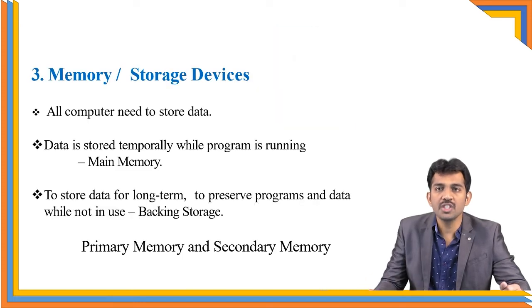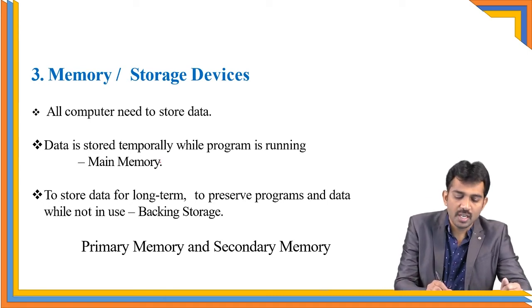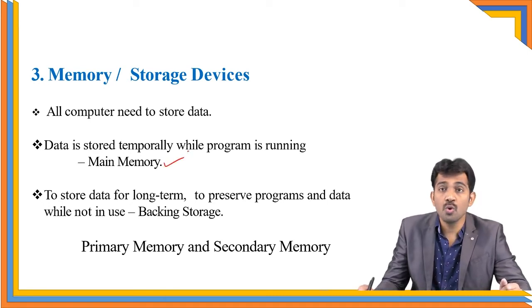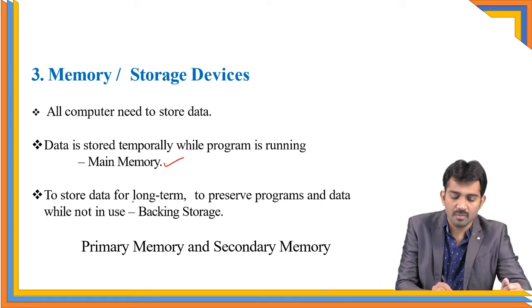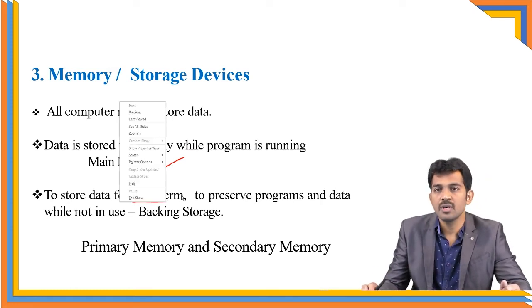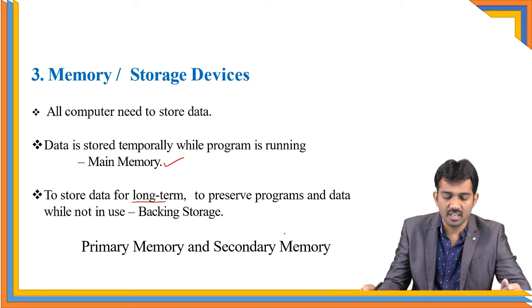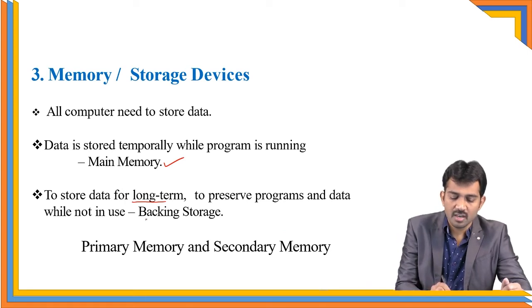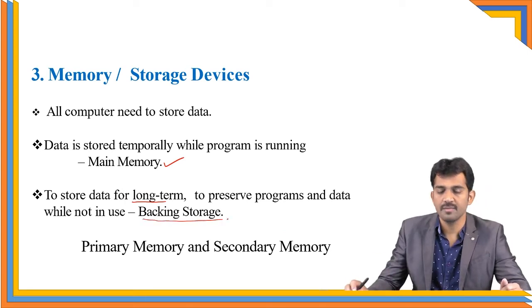Now memory and storage unit. Coming to the central processing unit, it contains two parts, CPU and memory, right? All computers need to store data. Data is stored temporarily in the main memory while a program is running. To store long term, preserved programs and data is called backing storage, like secondary storage.